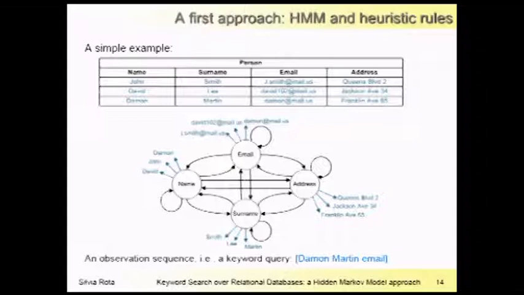This is a very simplified version of what happens in our model. This is a database table on the top, and the relative hidden Markov model derived from it. But this is a very simplified version, actually. The observation sequences can be keyword queries, and there is an example below. So basically, as you see, the states represent elements of the table, and the observations are elements that can appear in keyword queries.